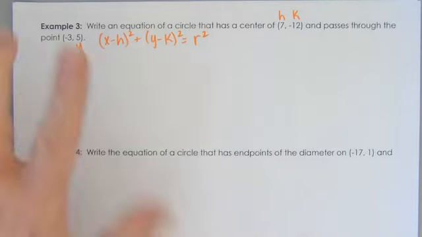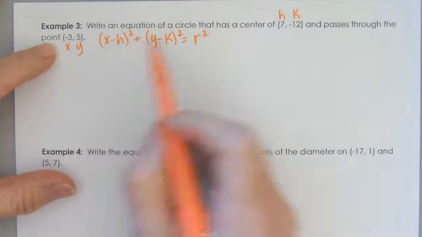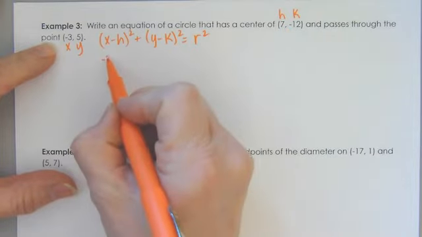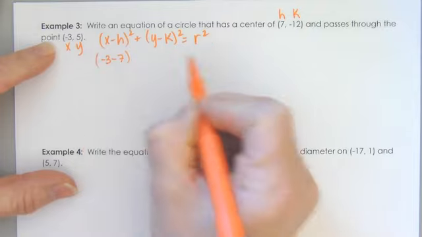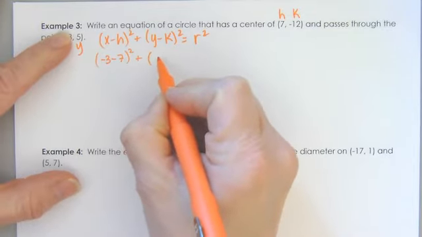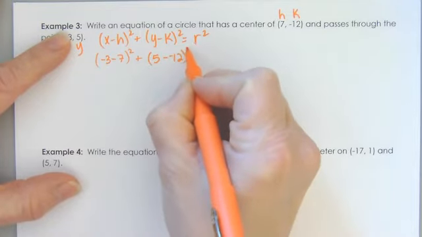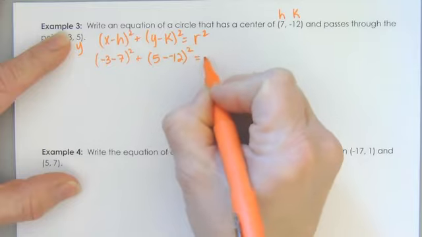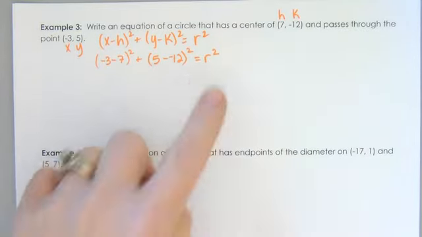There's a couple different ways we can do this. We could use the formula. We could just plug in -3 for x, plug in -7 for h squared, plus I'm going to plug in 5 for the y, minus -12 for the k, square it, and that's equal to r squared. So if you see, we have all numbers here, we can just solve for r squared.